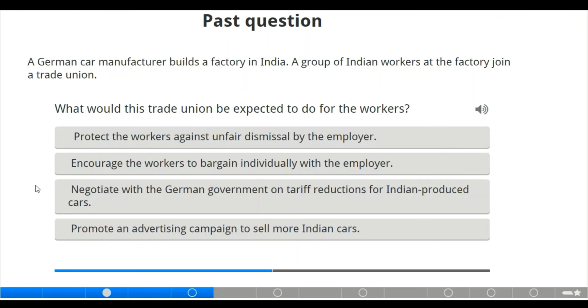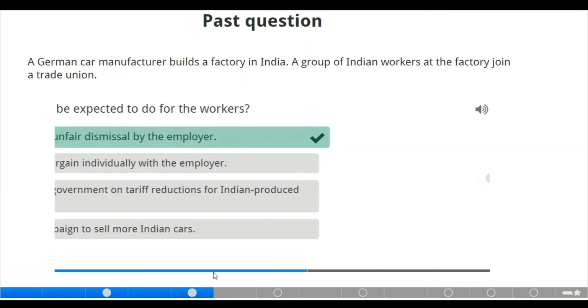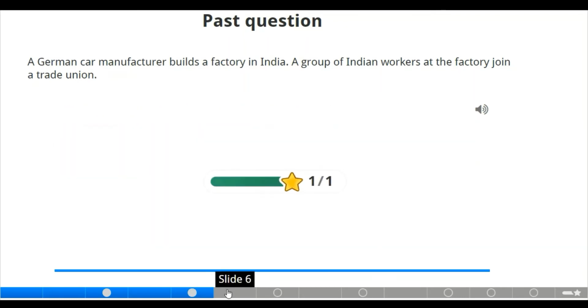It protects the workers against unfair dismissal by the employer; encourage the workers to bargain individually with the employer. Do they bargain individually? No. Negotiate with the German government on tariff reduction for India-produced cars. That's not so. Promote an advertising campaign to sell more Indian cars. Our answer here is that they protect the workers against unfair dismissal by the employer. Now let us move to the next slide.